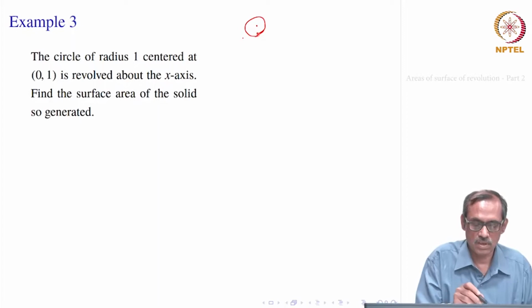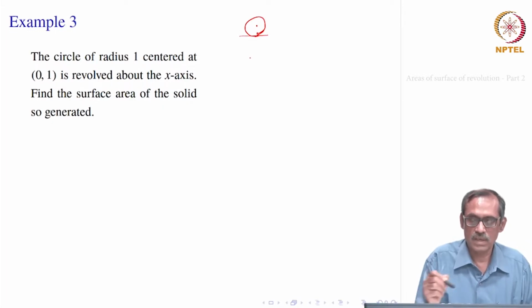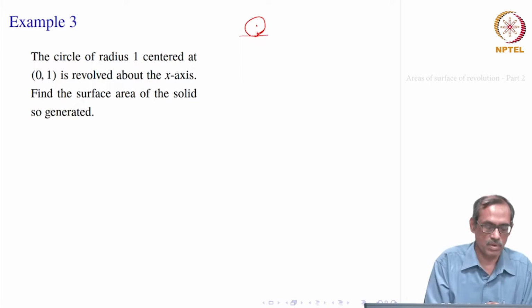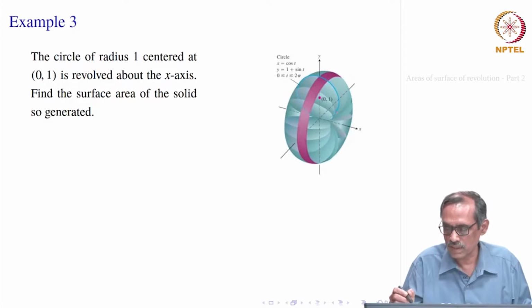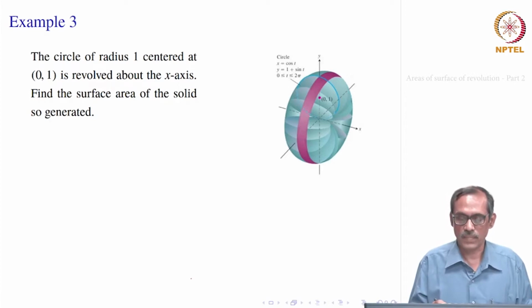So, does it touch the x axis? It is centered at (0, 1) with radius 1, yes. So it will be revolved around, and we ask what is the surface area of revolution. If you look at the picture, it looks this way. You have the circle which is touching the x axis, of course, then it is revolved around this. So you would get a picture like this, it is a surface. We want to find the area of this surface.